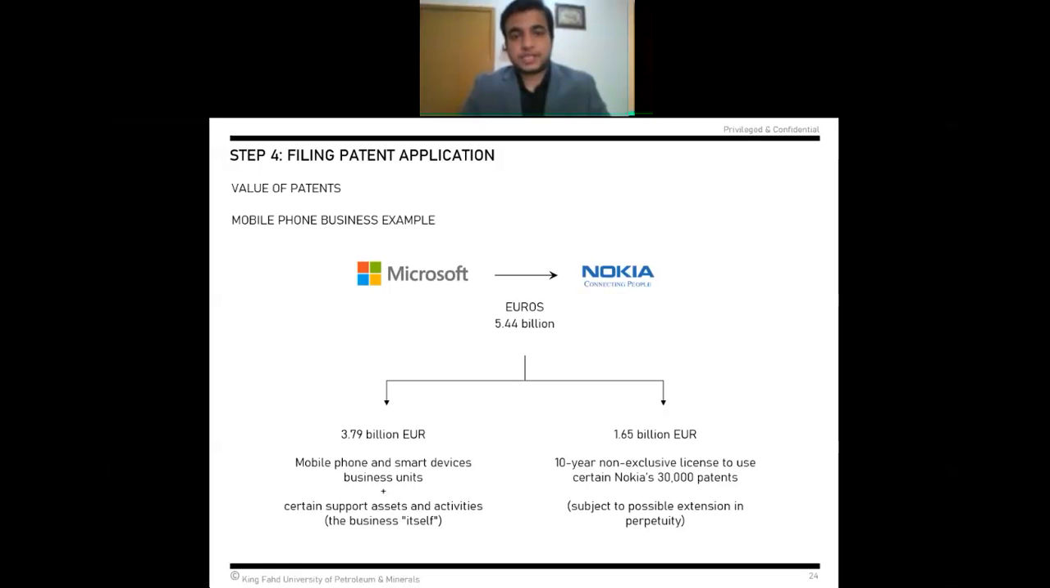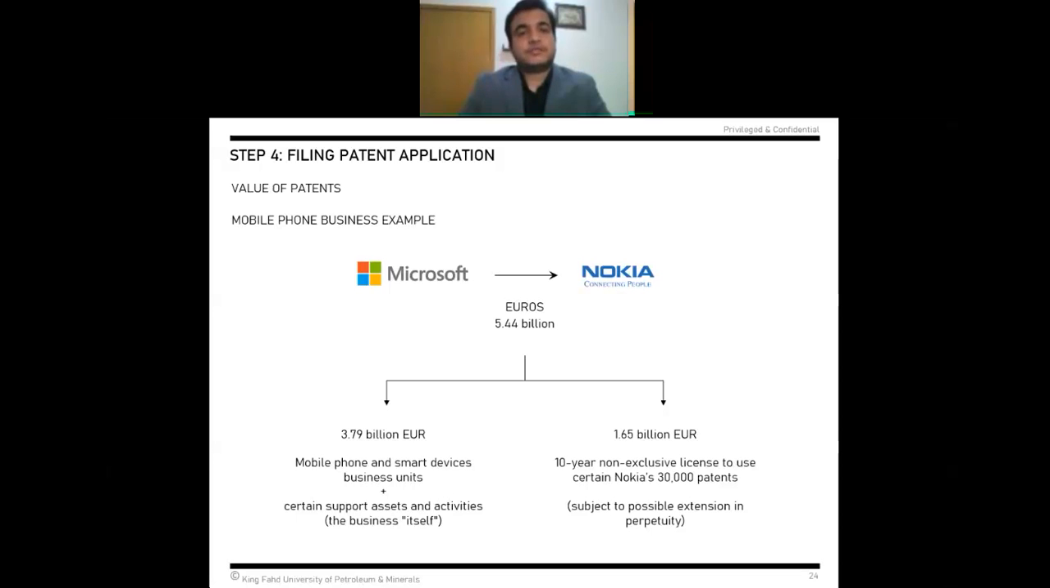But before we discuss patent application filing, let's have a quick look at an example. I think everyone is quite aware of Nokia being sold to Microsoft, but what's not common is the amount of money paid by Microsoft to Nokia was around 5.44 billion euros, and around 3.79 billion was for the actual business of Nokia. For example, the mobile phone and smartphone devices and certain support assets. But about 1.65 billion euros was for utilizing the patents of Nokia for a 10-year period. So this deal between Microsoft and Nokia shows that patents form an important part of business and they have a significant value.